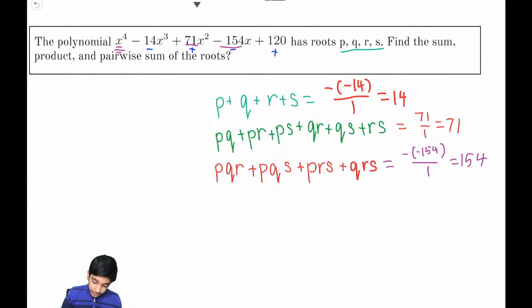And then from here, we look at the final one, which is the product of all 4, p times q times r times s. It's going to be negative, positive, negative, positive. I've already written it there. You alternate signs. And then the product of all 4 will be the last coefficient, positive, divided by 1. So 120 divided by 1 is equal to 120.